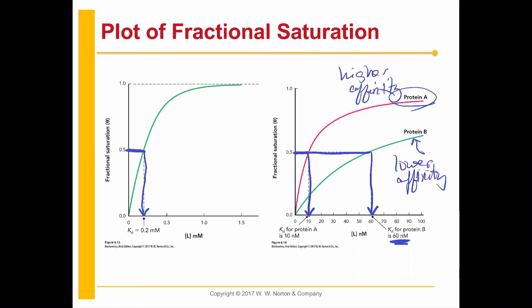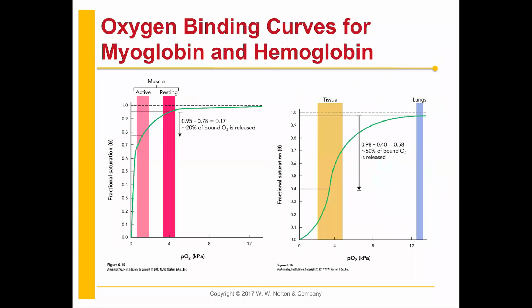And the cool thing about this is not only can you compare two proteins, but you could pick one protein, say protein A, and do a similar study under a range of conditions and see, okay, what environmental factors affect my protein ligand interaction? And we're actually going to talk about that in terms of myoglobin and hemoglobin. So I do want to show you some real data from myoglobin and hemoglobin.